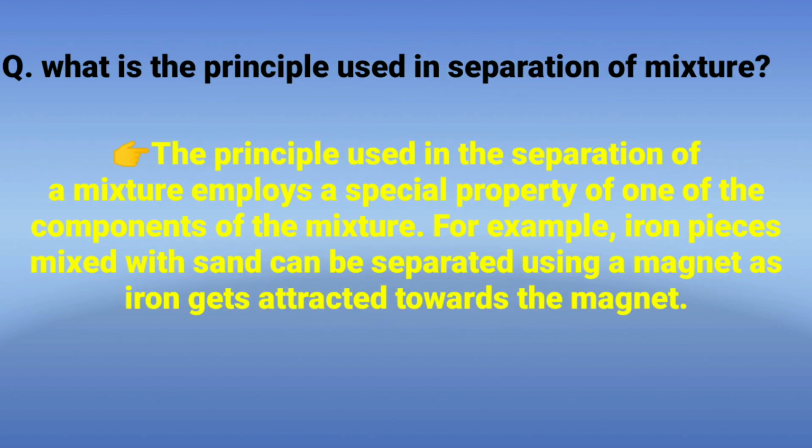The next question, what is the principle used in separation of a mixture? Let us see, the principle used in separation of a mixture employs a special property of one of the components of the mixture. As for example, iron when mixed with sand. Iron is separated by using a magnet because iron is magnetic in nature and is attracted towards the magnet. So iron can be separated from the mixture of iron and sand by use of a magnet.